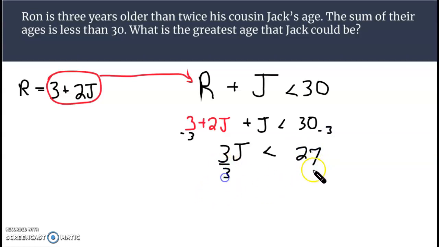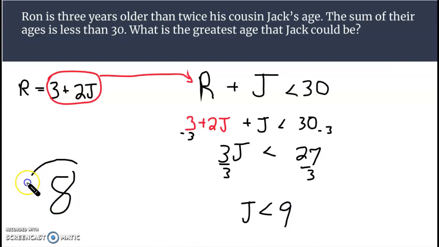I'm now going to divide by 3. Jack's age has to be less than 9. Okay, well the next age less than 9 is 8. Alright, so Jack has to be 8 years old. So the highest age he can be, because the inequality told us it has to be less than 9. Jack has to be 8 then.